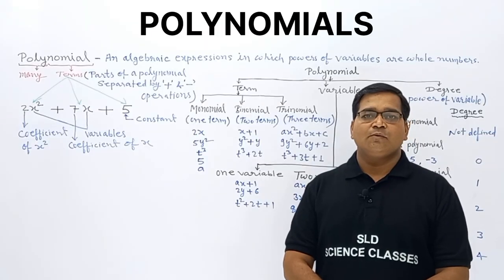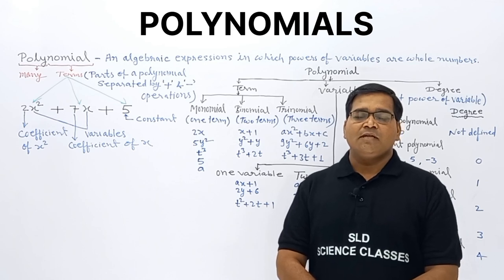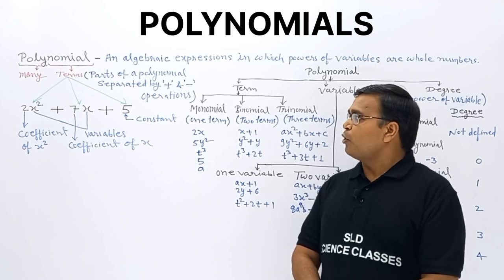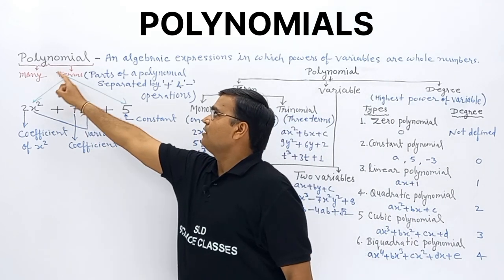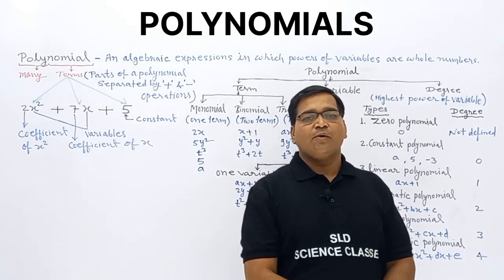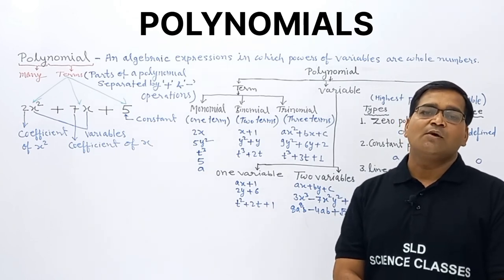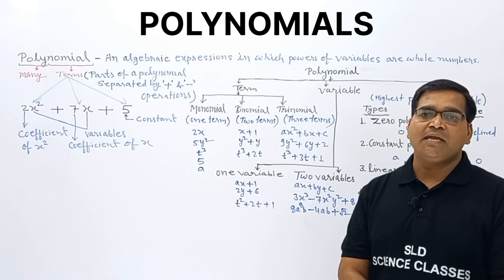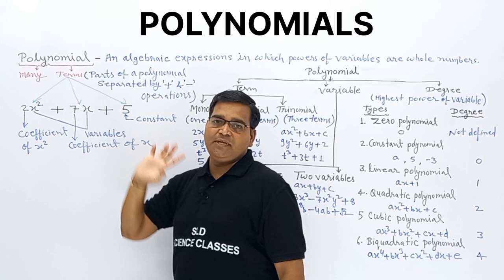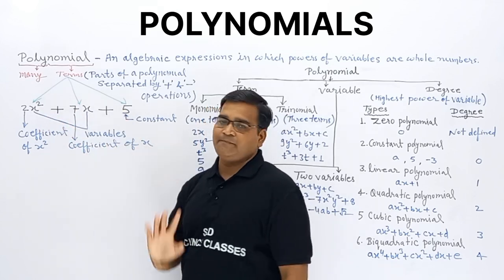In this class, we will discuss polynomials. In polynomials, we have two words. Poly means many, nomial means term. So we can say polynomials have many terms. Like this one. This is one polynomial, and there are three terms: 1, 2 and 3.